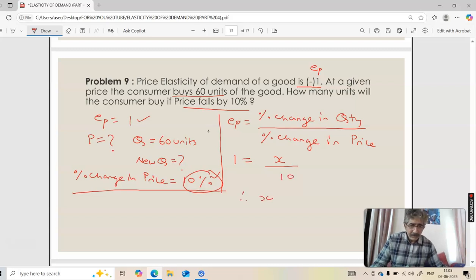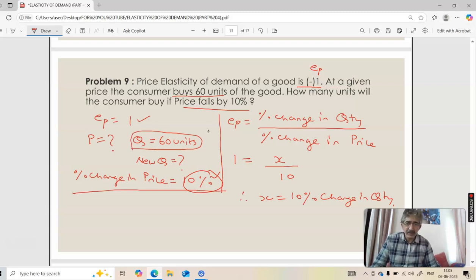Therefore X is equal to 10. What does it mean? It's percent basically. This is 10% change in quantity we have calculated. Now the original quantity you do know. Original quantity bought was 60, the initial quantity. So we need to calculate the new quantity. So what has happened to the price? The price has fallen down, so obviously the quantity will increase.